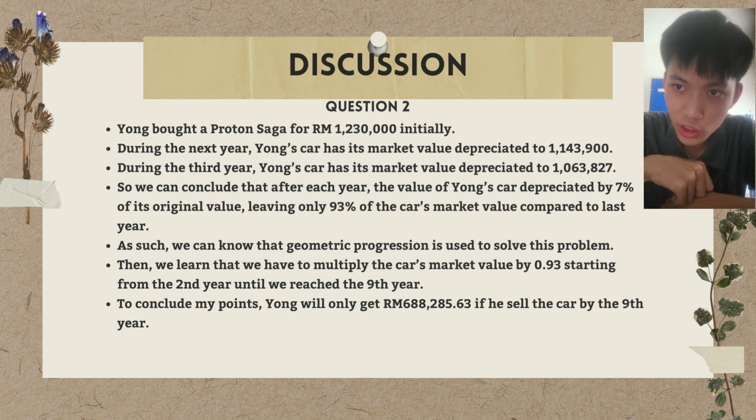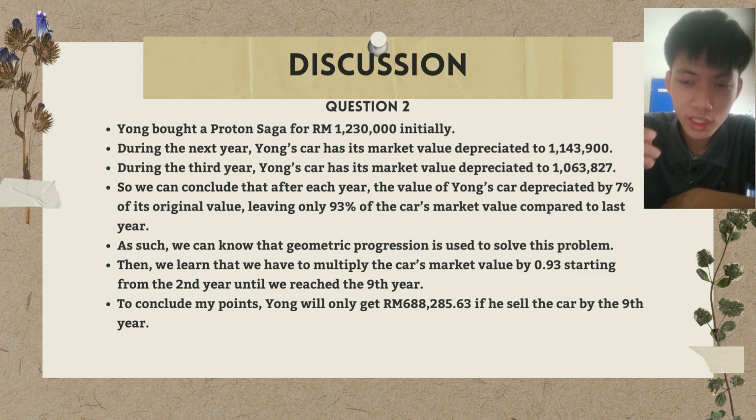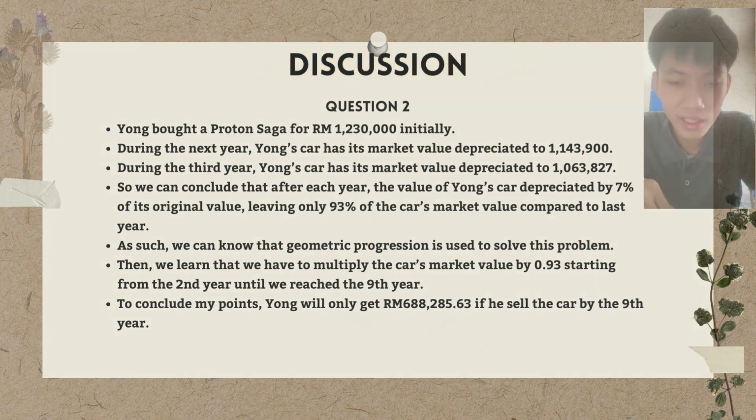As such, we know that geometric progression is used to solve this problem. Then we learn that we have to multiply the car's market value by 0.93 starting from the second year until we reach the 9th year. To conclude my points, Young will only get 688,285 ringgit and 63 cents if he sells the car by the 9th year.